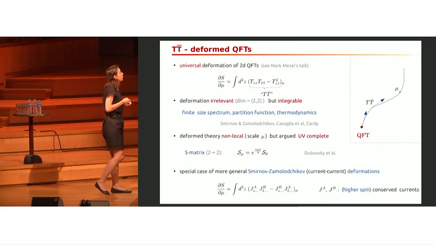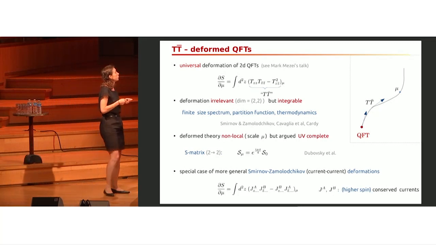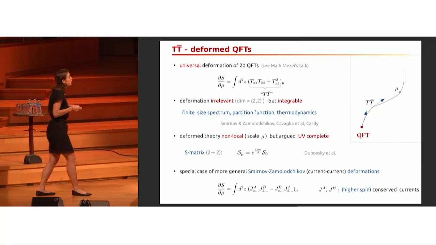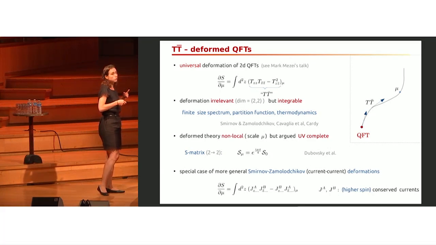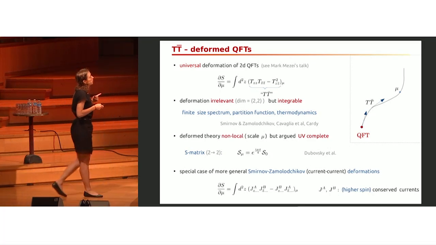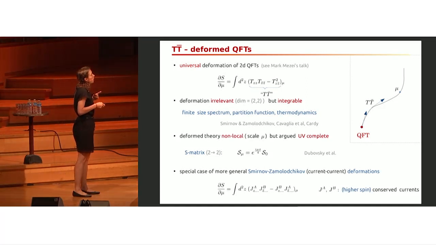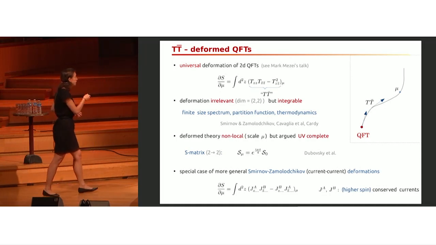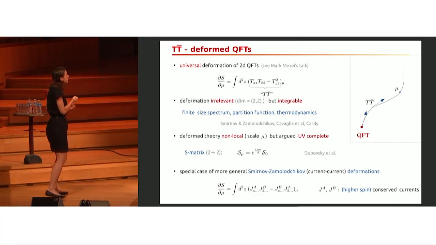Now, these Tittybody deformations are actually part of a larger class of deformations, which are called Smirnov-Zamolodchikov or current-current deformations, which are basically constructed from two conserved currents. At least one has a spin higher than one, and then one takes this particular bilinear combination and deforms the QFT action by it in this particular way. So these are the irrelevant current-current deformations that appeared in the title.